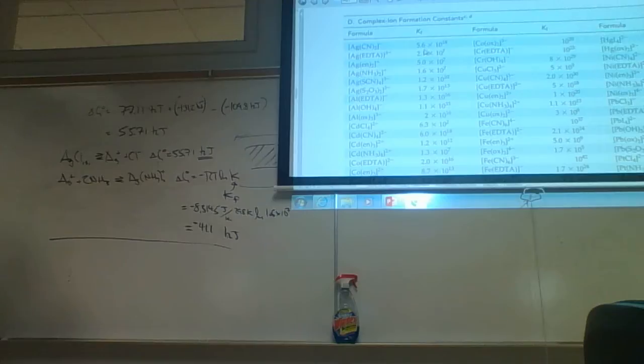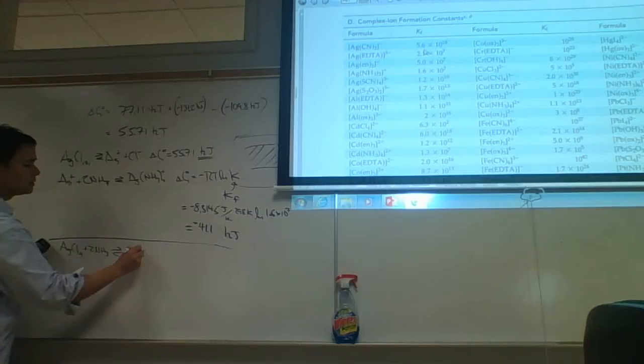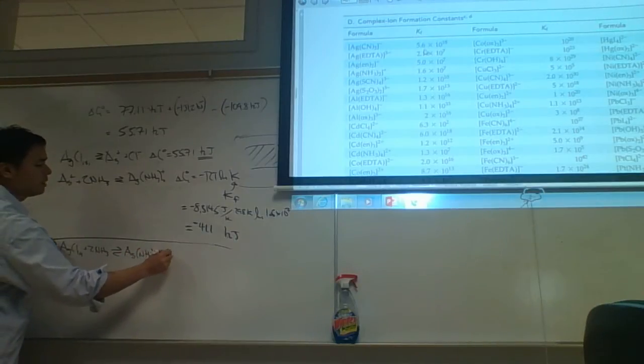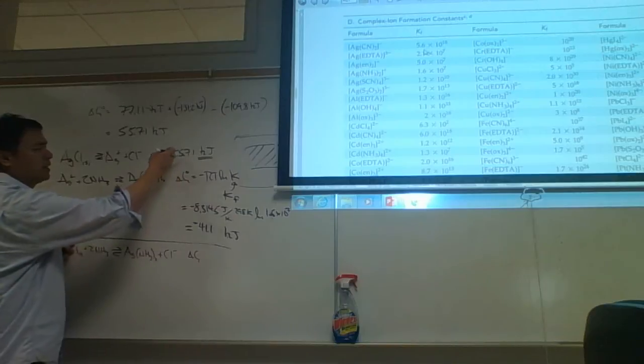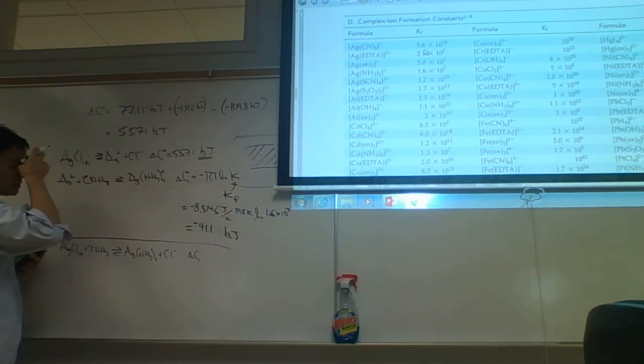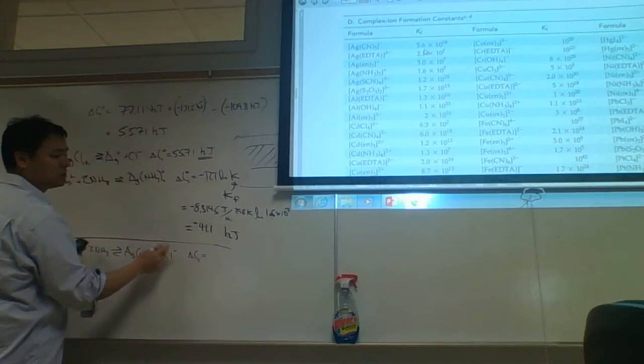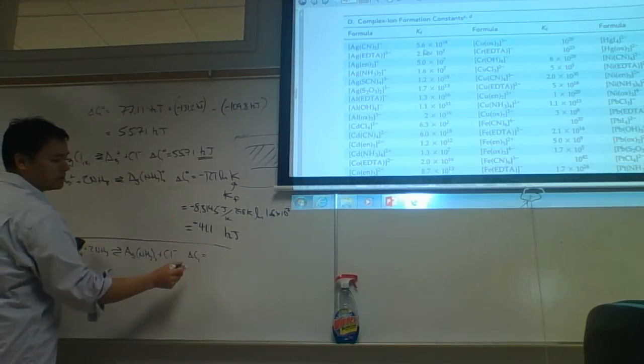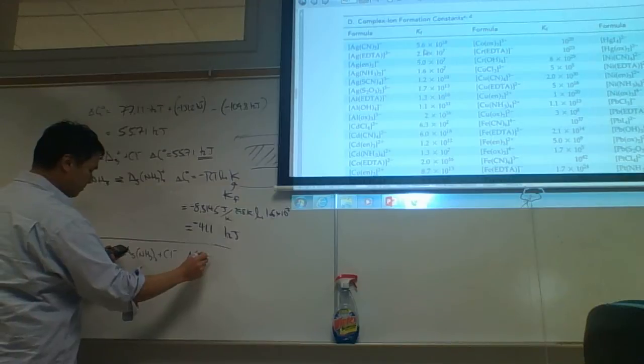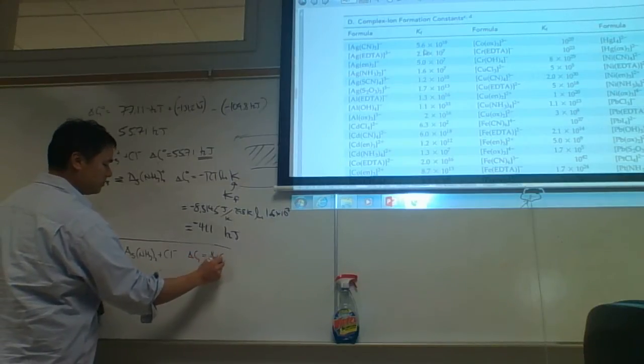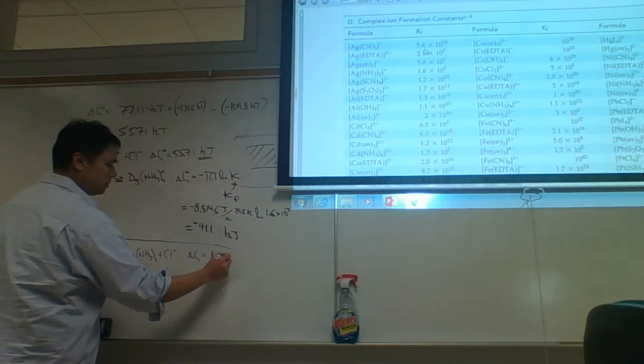So that's 55.71 minus 41.1. Because if I add these two equations up, I'll get silver chloride solid plus 2 ammonias going to the diamine complex plus chloride. Delta G for this net is like Hess's law. When we add the reactions, we just add up the delta G's or the delta H's. Delta G is an energy term. Energy terms are extensive like this. And so when we add it up, I come up with 14.61 kilojoules.